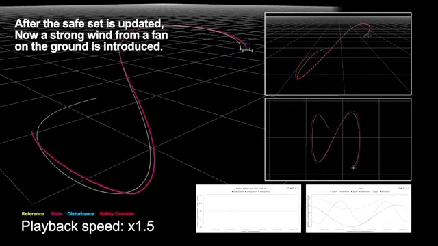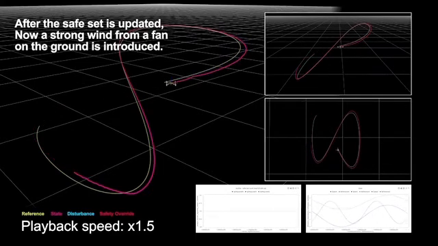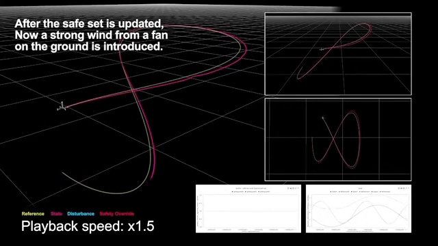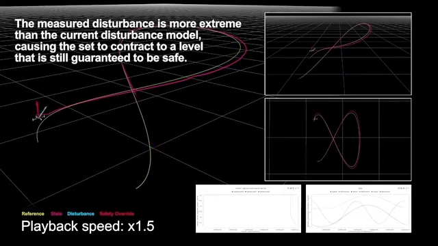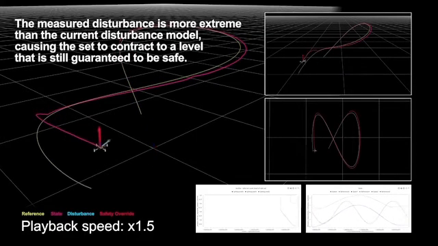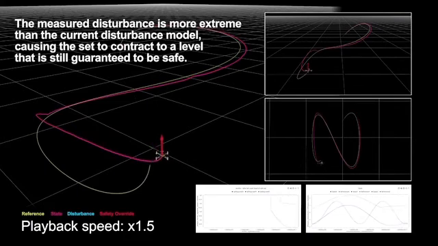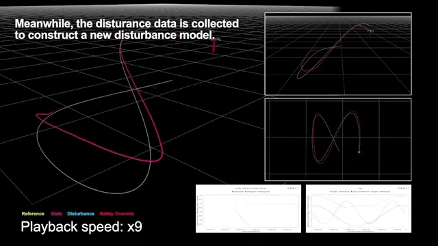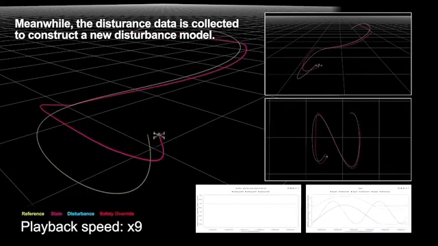After the safe set is updated, now a strong wind is introduced near the left wing of the figure 8. The measured disturbance is more extreme than the current disturbance model, causing the safe set to contract to a level that is still guaranteed to be safe. Meanwhile, the disturbance data is collected to construct new disturbance models.